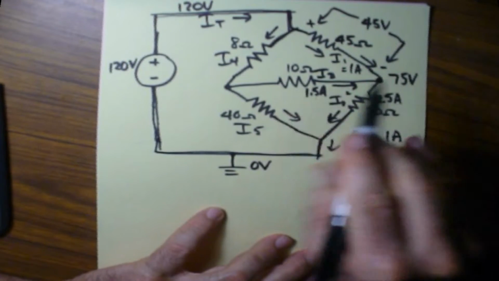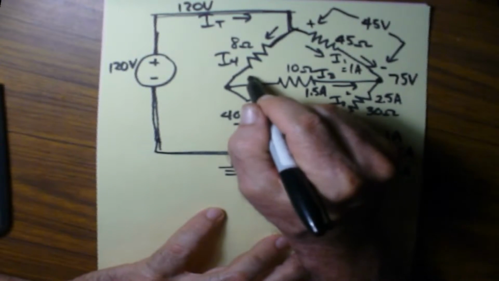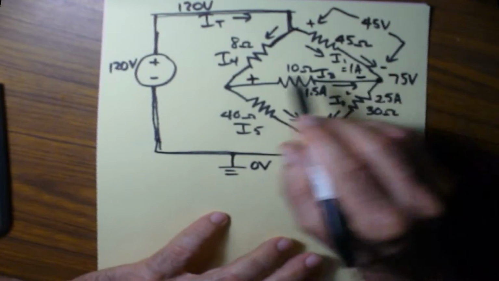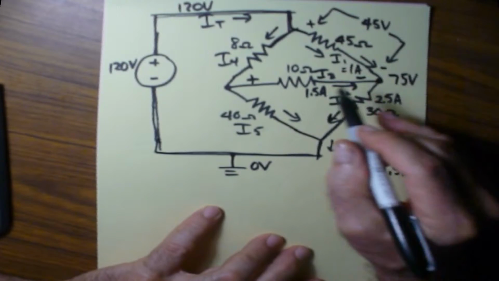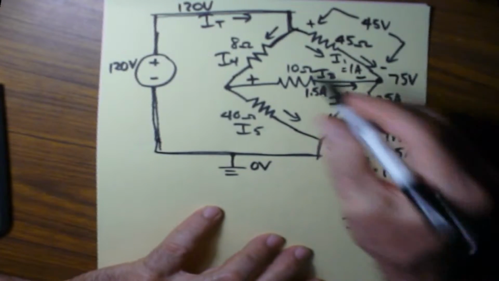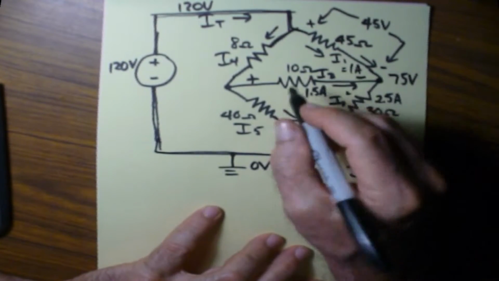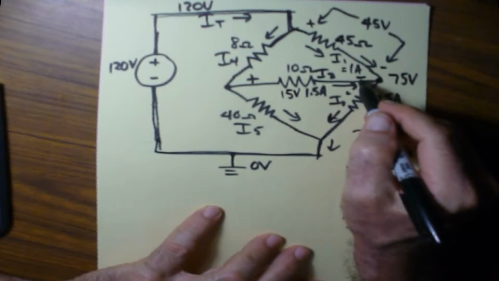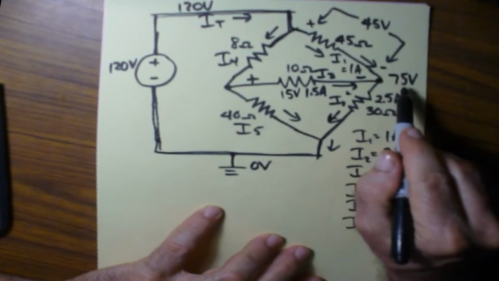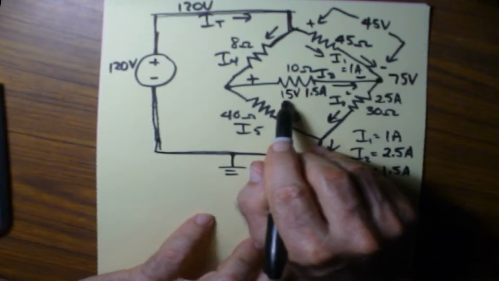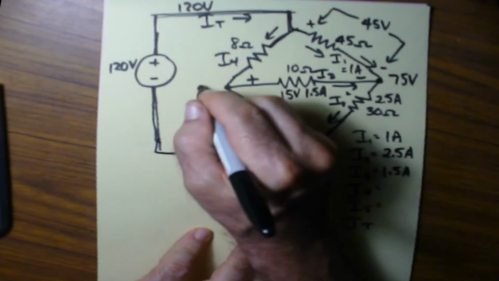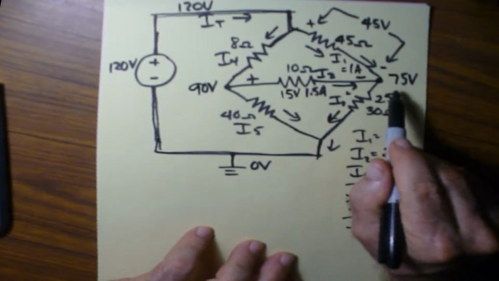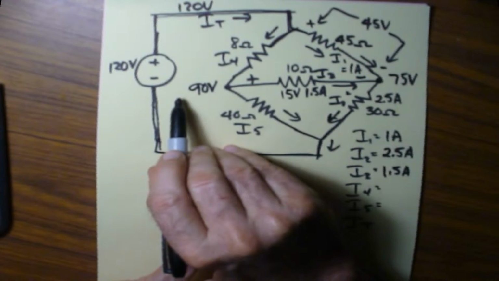We have current going this direction, which means this is positive with respect to this node over here, which is going to be negative with respect to that. This is a 10 ohm resistor times 1.5 amps. That gives us 15 volts. That's a 15 volt drop across this resistor, but it's going up in value. So it's going to be 75 plus the 15, which is going to say this is 90 volts at this node right here. Alright, 75 plus the 15 is coming to 90.